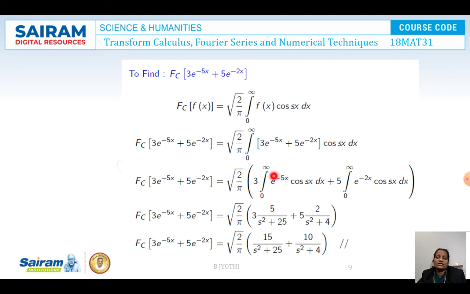Therefore, 3 into integral 0 to infinity e power minus 5x into cos sx dx plus 5 into integral 0 to infinity e power minus 2x into cos sx dx. This is what we are getting. Now we have a as 5 and b as s. Here in the second case, a as 2 and b as s. Therefore, a divided by a square plus b square, and therefore 5 divided by s square plus 25, and 2 divided by s square plus 2 square, that is 4. And totally we are getting 15 divided by s square plus 25 and 10 divided by s square plus 4, with the multiplication of root of 2 by pi.